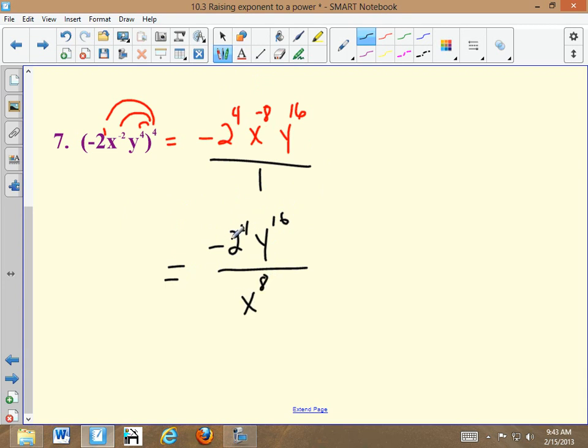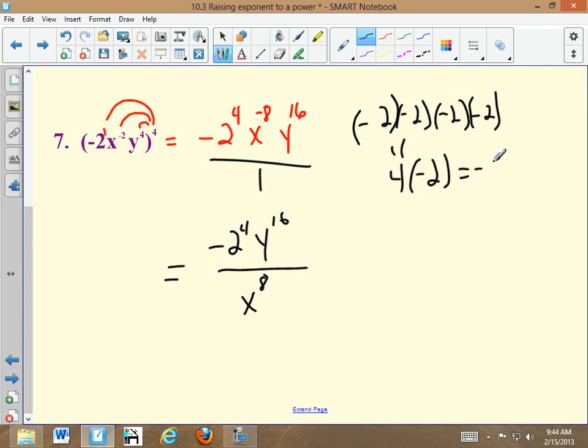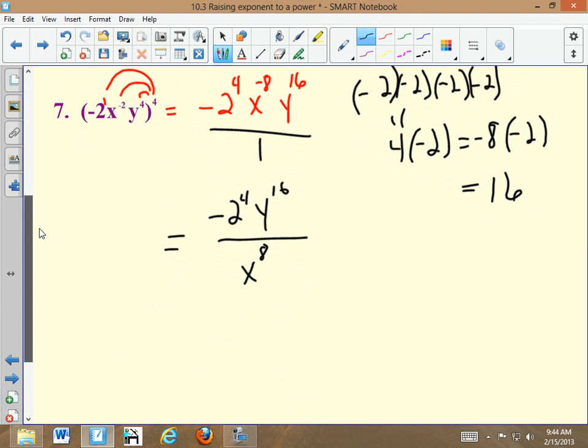Now, negative 2 to the 4th power is negative 2 times negative 2 times negative 2 times negative 2. So negative 2 times negative 2 is positive 4, times negative 2 equals negative 8, times negative 2 equals positive 16. So this negative 2 to the 4th power does become positive 16. y to the 16th stays right there. x to the 8th stays right there. I'm done.